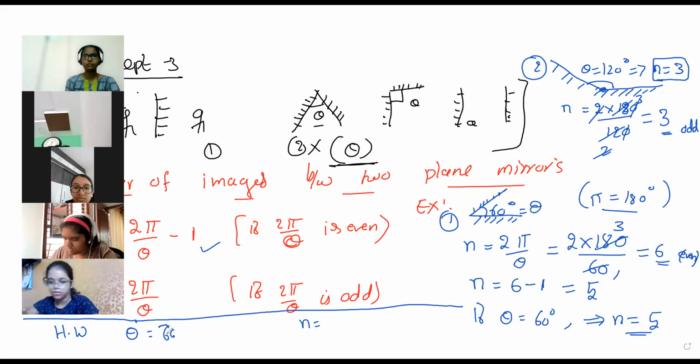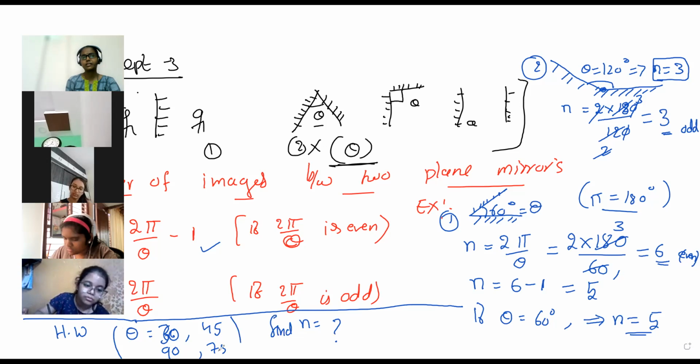Write down the theta values. 60 degree I already did, no? 30 degree, 90 degree. Then let us take 45 degree and 75 degree. Okay, these four you have to try and find n values for. Find n values for the given theta values. You have to find them and come tomorrow with the n values and tell the answers. Okay, please do it.